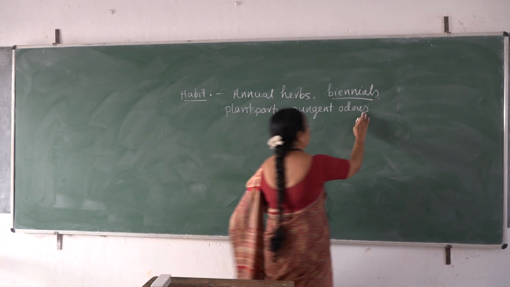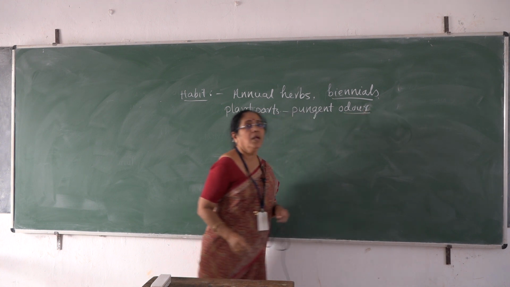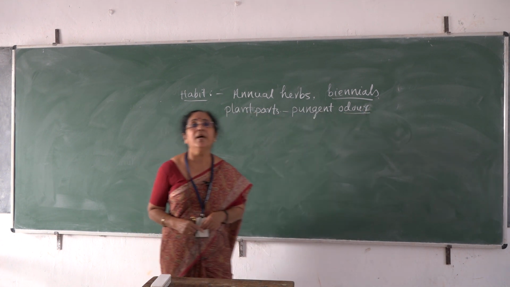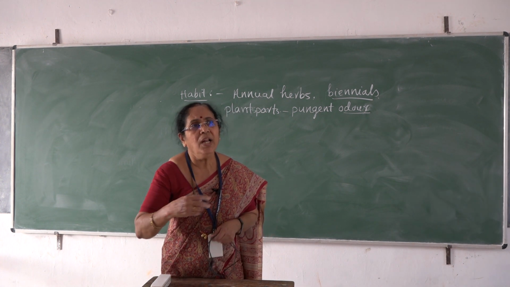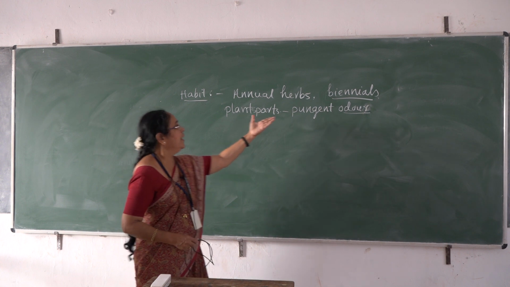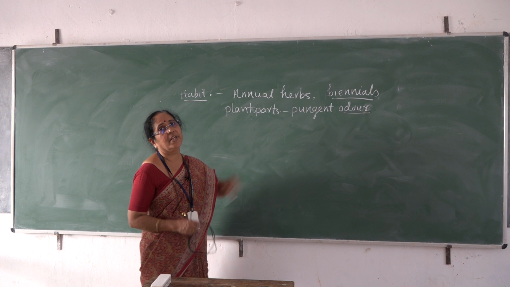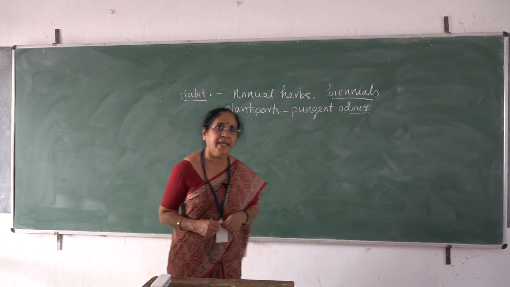Plant parts with pungent odor, because of the presence of sulfur as volatile oil. All parts of the plant contain sulfur as volatile oil, so that it emits pungent odor. So that is a very special feature of the members which belong to family Brassicaceae.